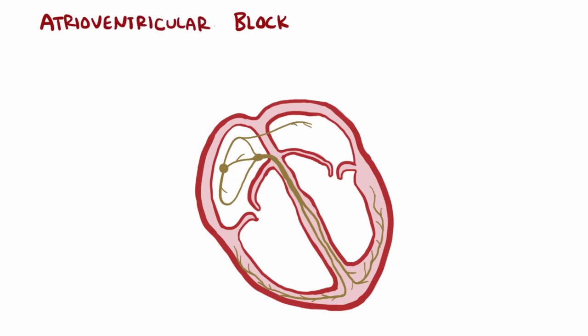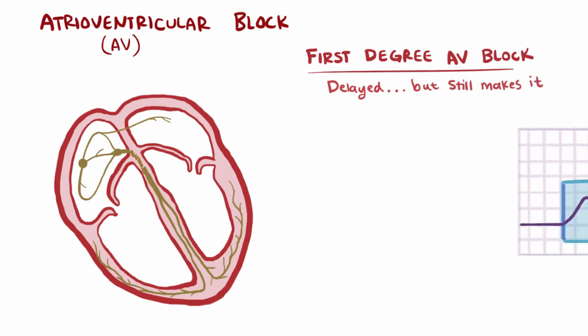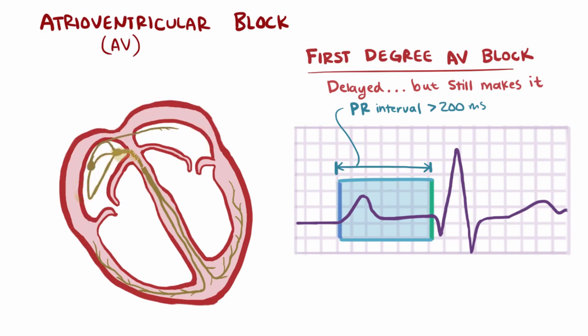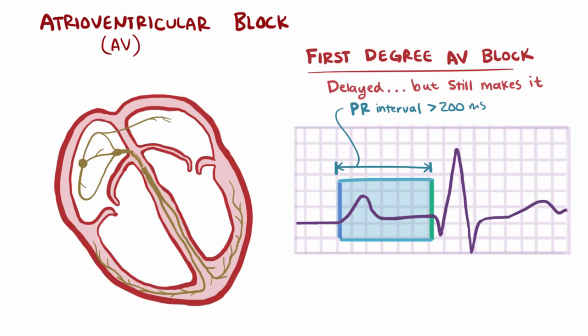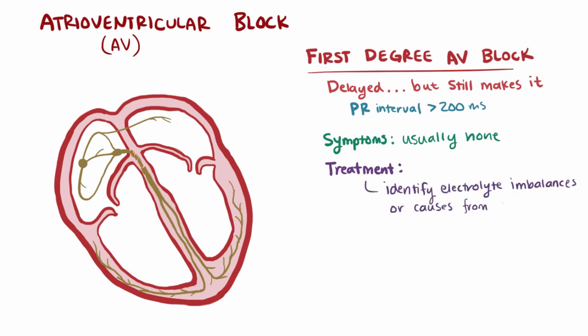An atrioventricular, or AV block, is used to describe when the signal is delayed or blocked when it's trying to move from the atria to the ventricles. First-degree AV block is when the signal is delayed, but still makes it to the ventricles. This type has a PR interval greater than 200 milliseconds. First-degree block isn't usually associated with any symptoms, and treatment or management of first-degree block might involve identifying electrolyte imbalances or causes due to medications, although it usually doesn't require further treatment.